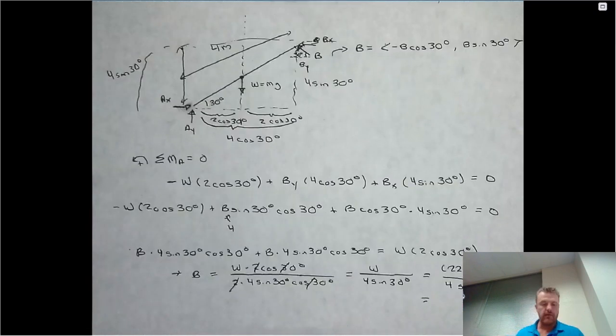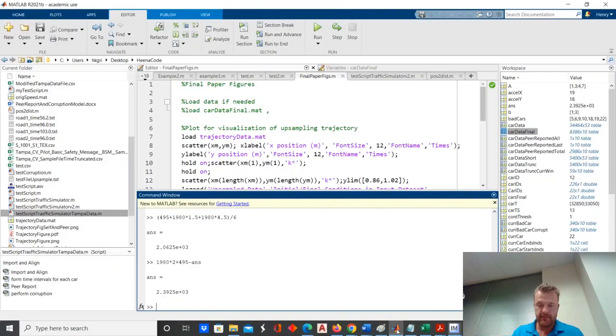So if we compute what that is, let me see here. So 22 times 9.81 divided by 4 times sine of 30. And if we do that math, we're going to get a force of 107.91 newtons. And then if we round that to 3 sig figs, it'll just be 108 newtons.